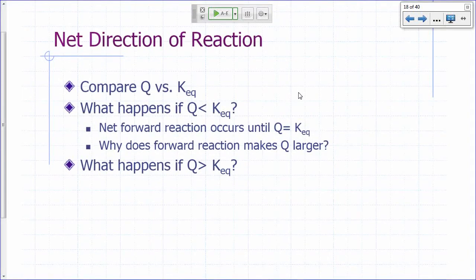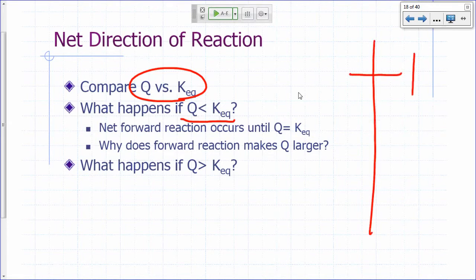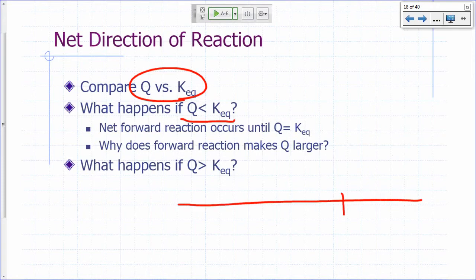So let's talk about the net direction that a reaction will follow when it occurs. All you have to do is compare Q versus KEQ. What happens if Q is less than KEQ? Well, let's draw a number line. If KEQ is over here and Q is over here, what will happen? The reaction will have to occur so that eventually Q becomes equal to KEQ, right?